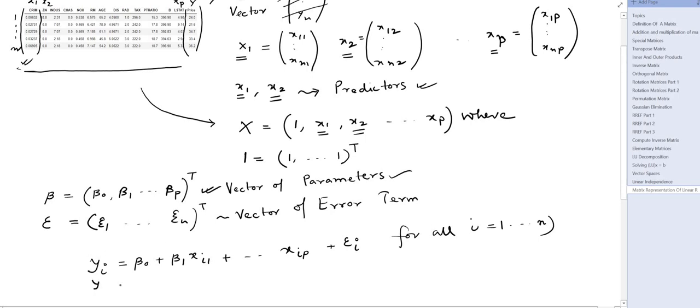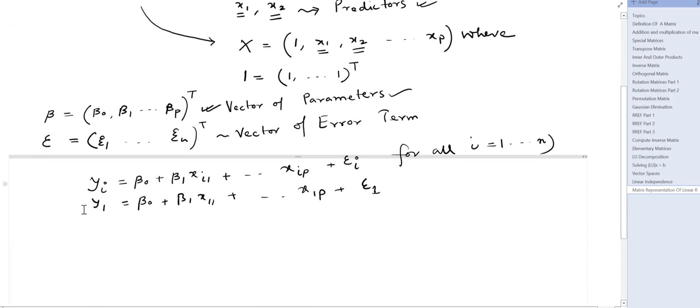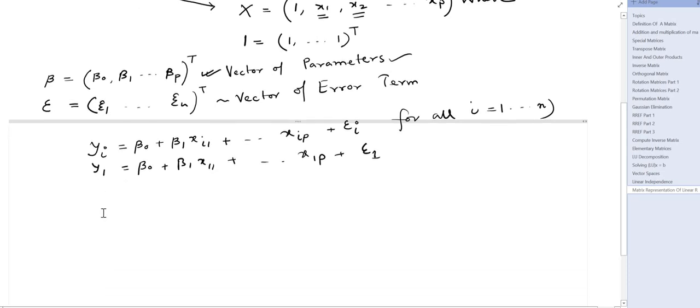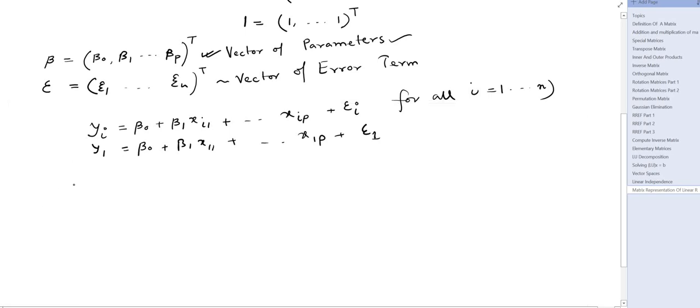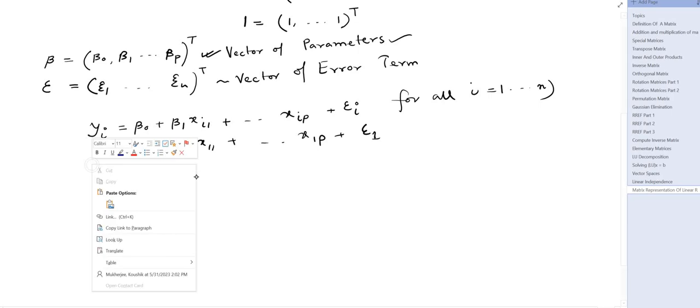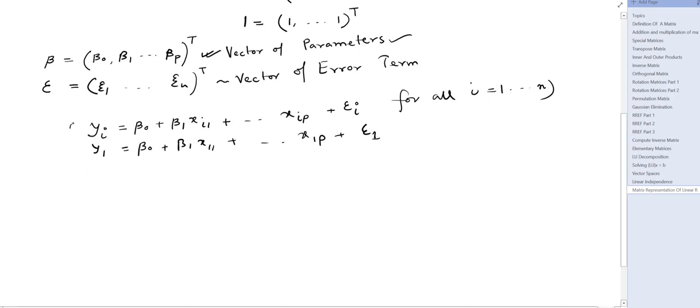That means for the first equation it will be: y_1 = beta 0 + beta 1 x_11 + ... + beta p x_1p + epsilon_1. Okay, so clear. If we have to write each observation, you will have to write n number of equations, so it's very difficult. That's why we will write the model not in this format. This is one way we can write it, but how can we write these things in a matrix representation, so that it will be more compact?